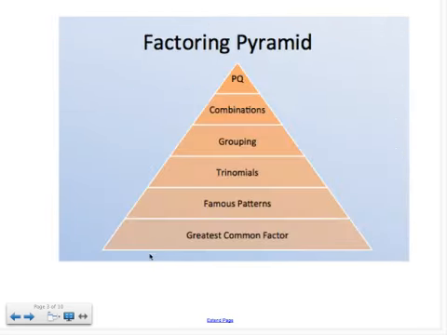Okay, the way I see factoring is as a pyramid. We start at the most basic level, and we work our way up to harder levels. Today we're going to cover every level on this pyramid except the top level, which is only applicable to certain types of expressions. So we're going to hold off on that until Chapter 3.